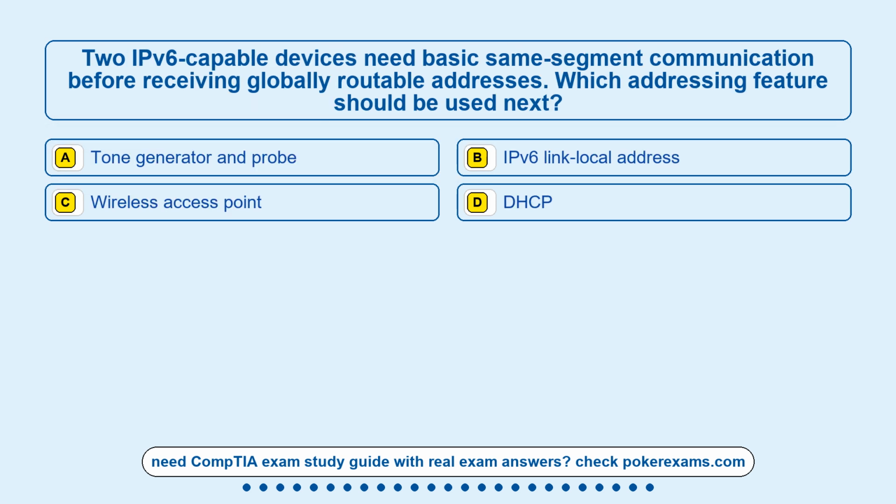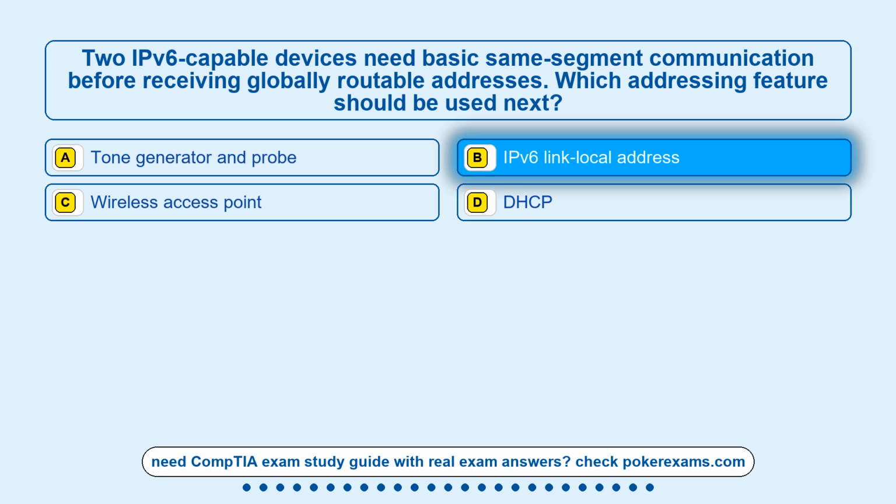Question 15. Two IPv6-capable devices need basic same-segment communication before receiving globally routable addresses. Which addressing feature should be used next? Option A. A tone generator and probe. Option B. IPv6 link-local address. Option C. Wireless access point. Option D. The DHCP. The correct answer is option B.